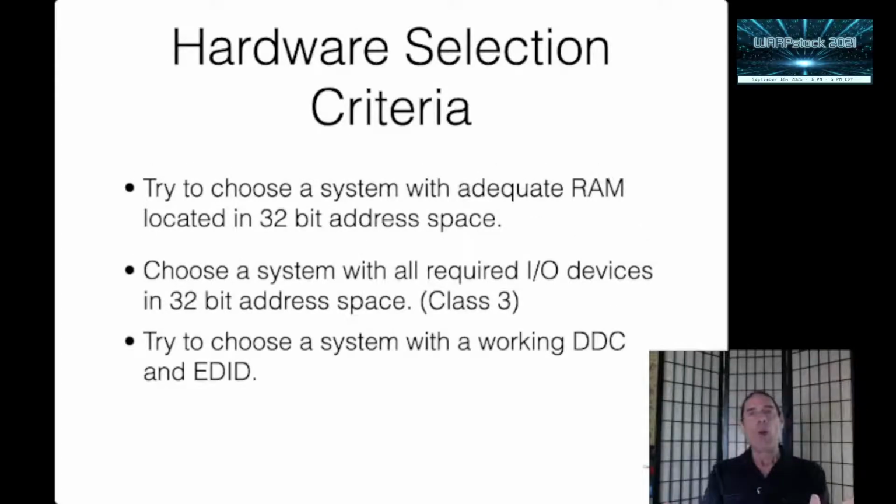So, when you are looking for a new system, try to choose a system with adequate RAM located in 32-bit address space. Also, choose a system with all the required I/O devices in 32-bit address space, and that requirement may be going away in the near future. Try to choose a system with a working DDC and EDID. That's your display characteristics, as in, remember the NVIDIA controllers? Now, this is not fatal if it doesn't work, but things are going to be a lot easier if it does work.